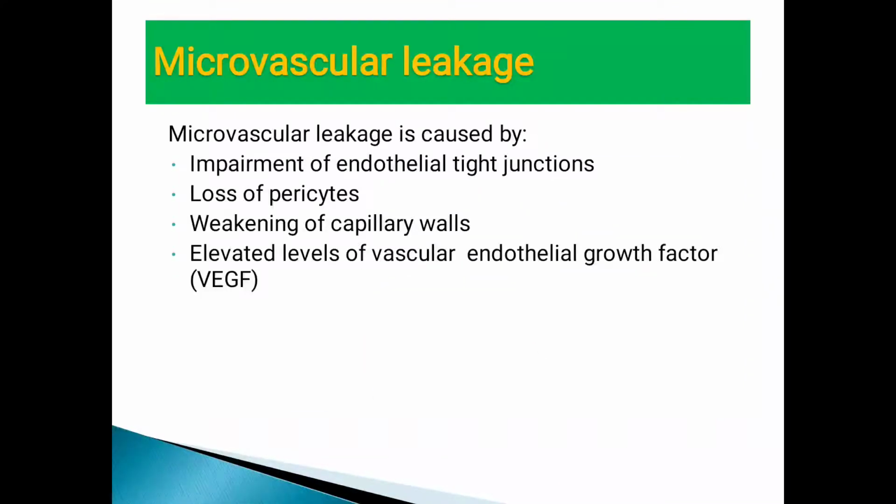And then there is leakage from the blood vessels, and this leakage is because of loss of pericytes. Friends, pericytes are an important component of the small blood vessel wall. They form the architecture, or the backbone, of the small blood vessel wall. So when there is loss of pericytes because of diabetic retinopathy, then the capillaries become leaky. Then there is impairment of endothelial tight junctions, weakening of capillary walls, and elevated levels of vascular endothelial growth factor. This VEGF is very important in diabetic retinopathy.